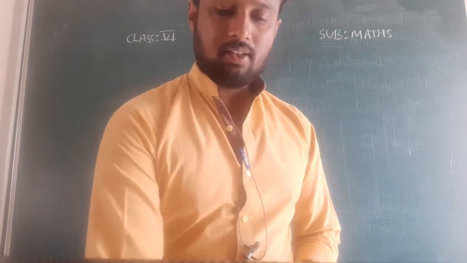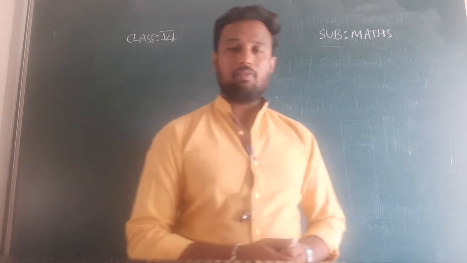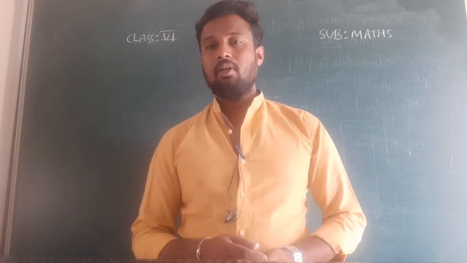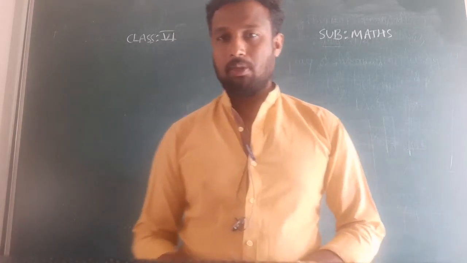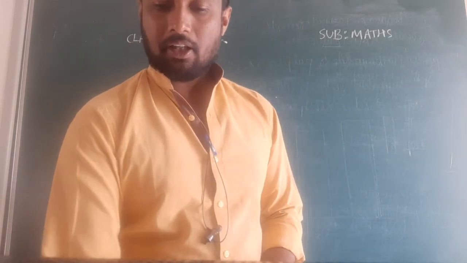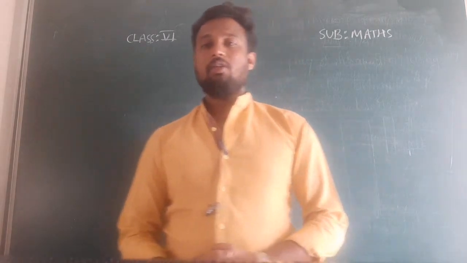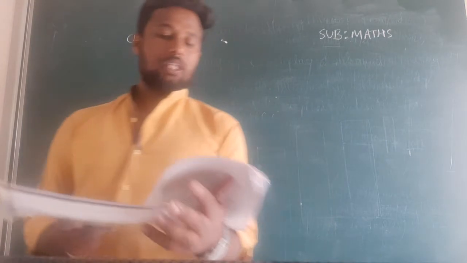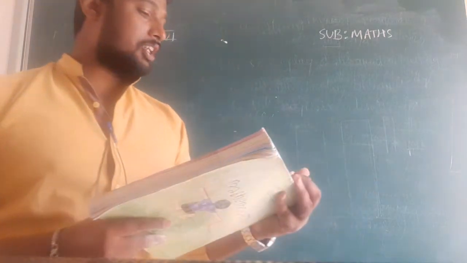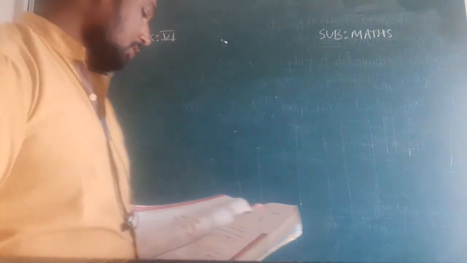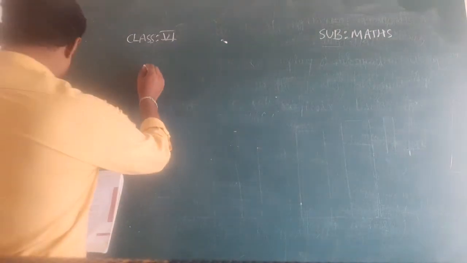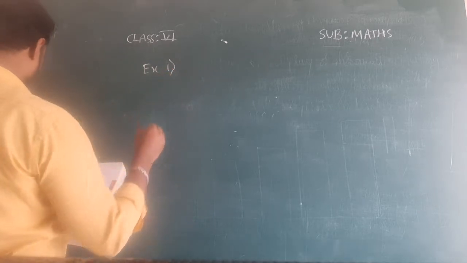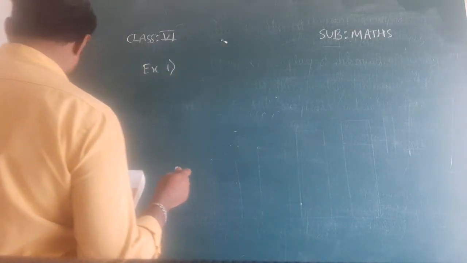In previous class, we discussed different properties of whole numbers, means commutativity of whole numbers and associativity of whole numbers. So we will see today examples related to those properties of whole numbers. Here in this first example they have given, add the numbers 234. This is example 1 given in page number 36 of your textbook.